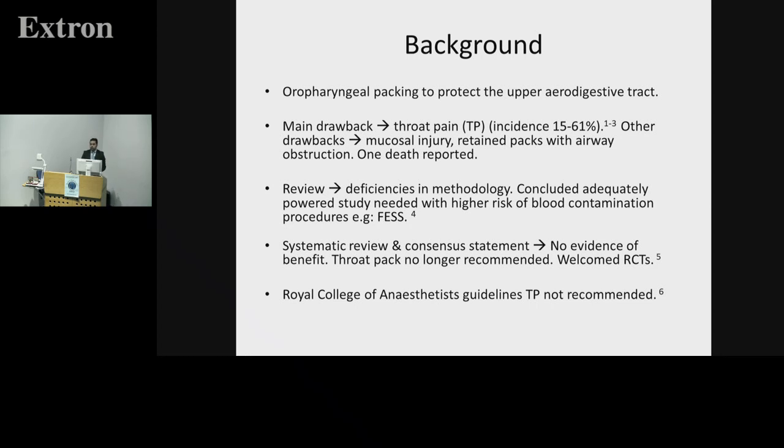In terms of main drawbacks, throat pain has been reported since the 1970s, with an incidence of 15 to 61% risk of throat pain from throat pack insertion. The other drawbacks are mucosal injury and retained packs. Retained packs is a never event, and in NHS England there were 21 cases of never events reported from 2013 to 2016. There was also one report of death from a throat pack causing airway obstruction. So it's a serious topic, and potentially we could minimize patient morbidity with this.